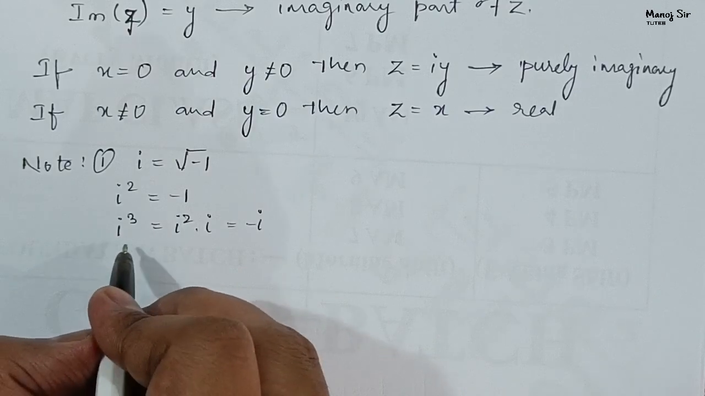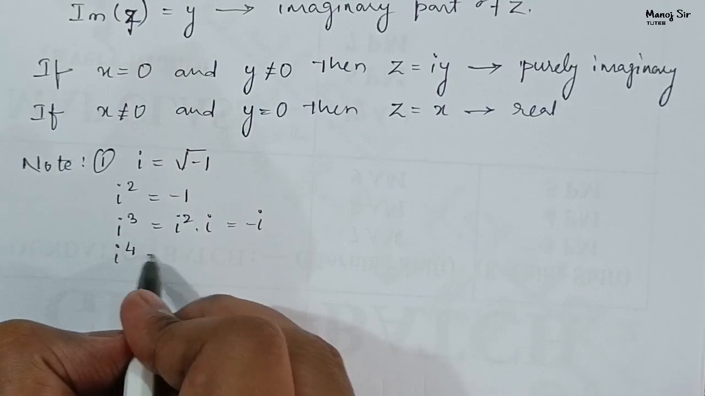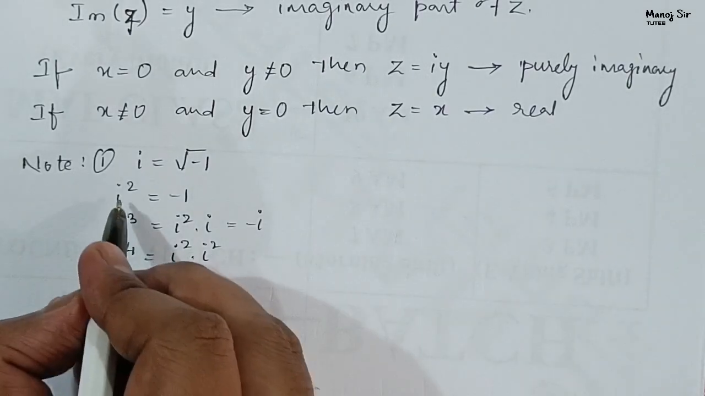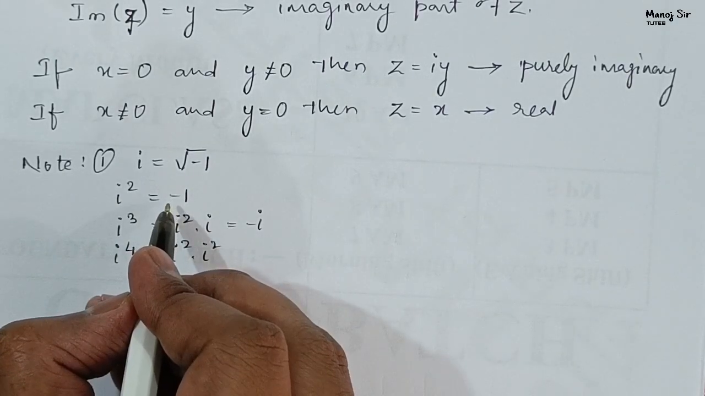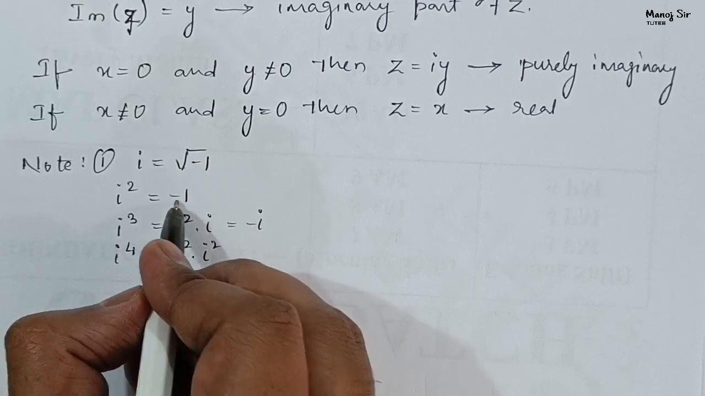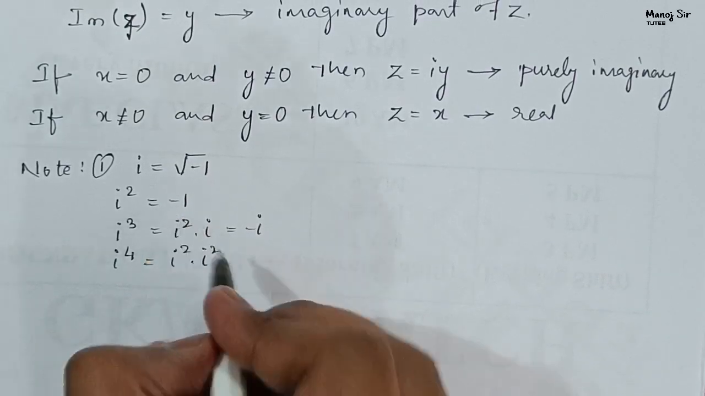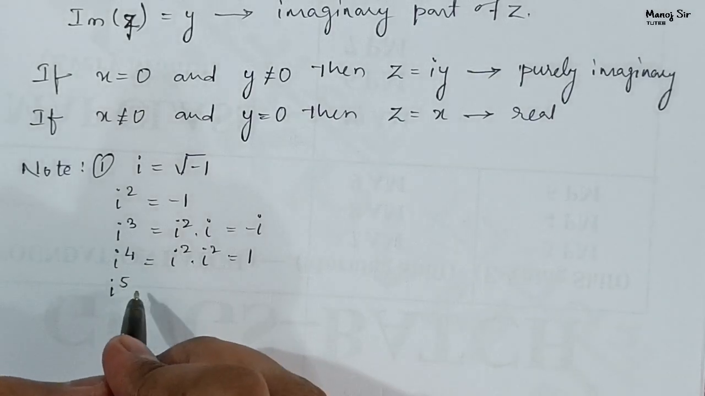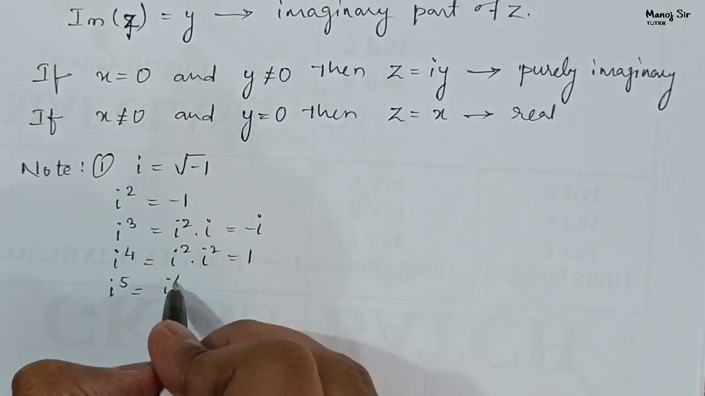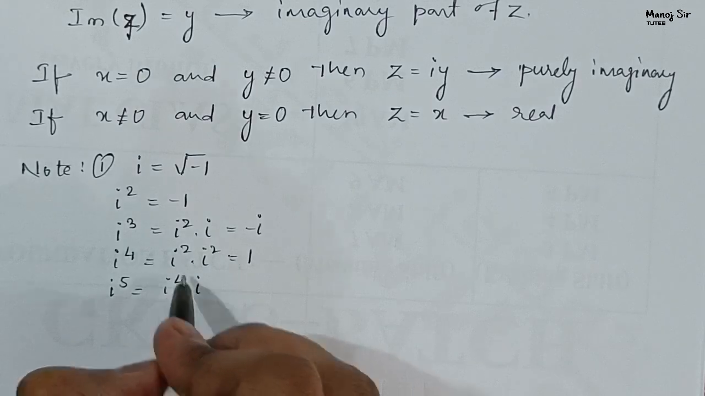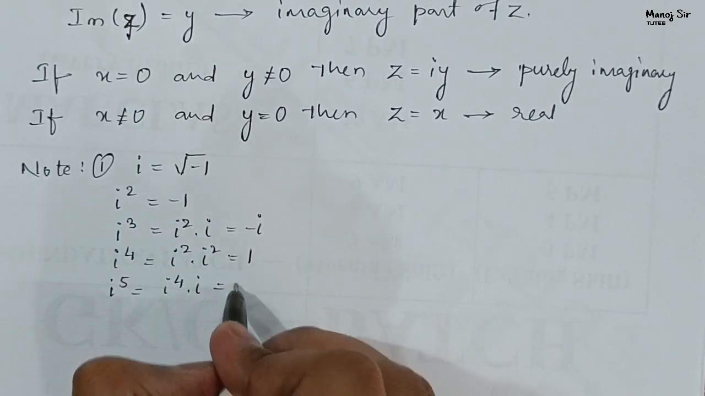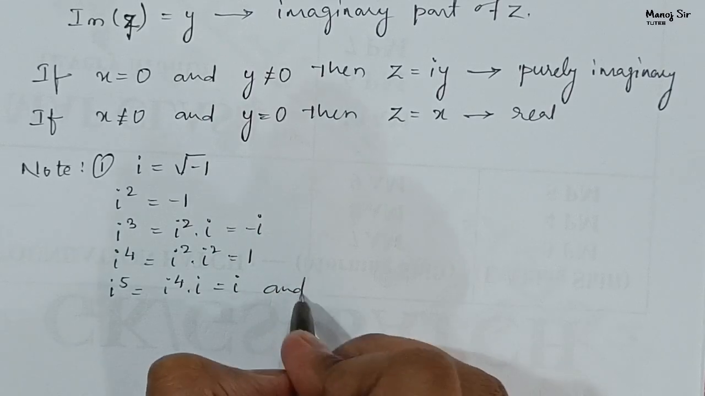Now suppose you want to find i to the power 4, that is i squared into i squared. What is i squared? That is minus 1. So minus 1 into minus 1 will become 1. Similarly, you can find i to the power 5. That is i to the power 4 into i. What is i to the power 4? That is 1. 1 into i will become i, and so on.